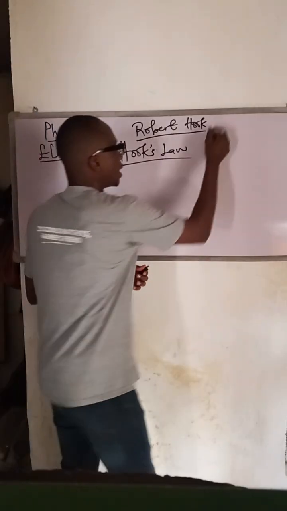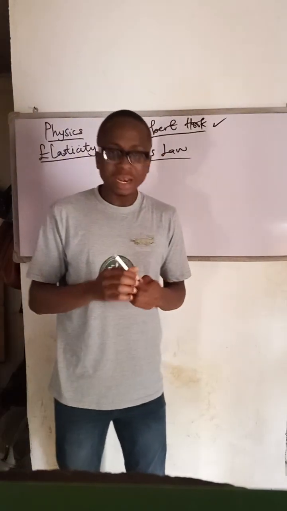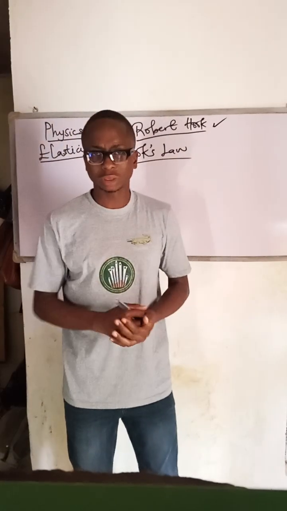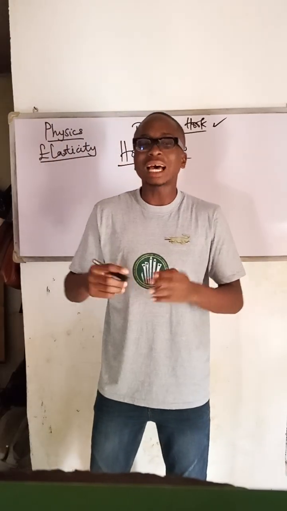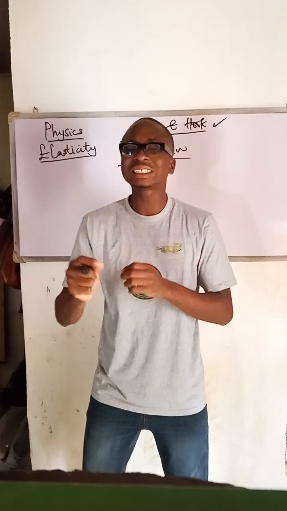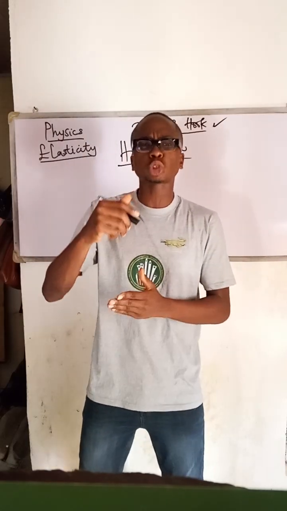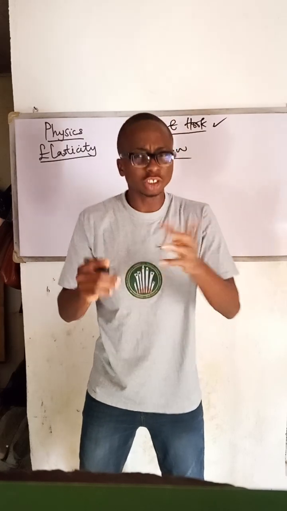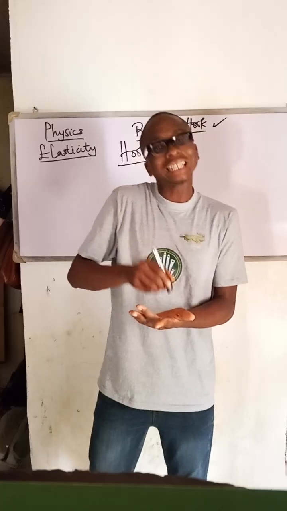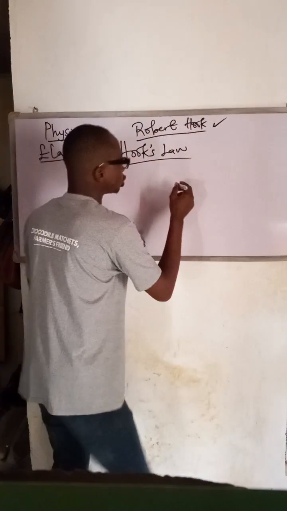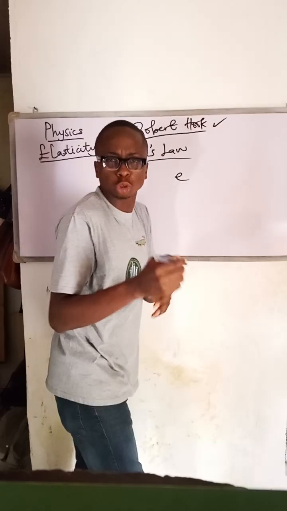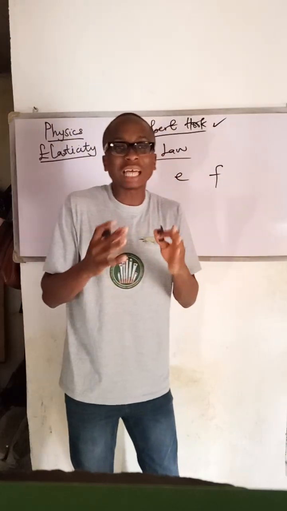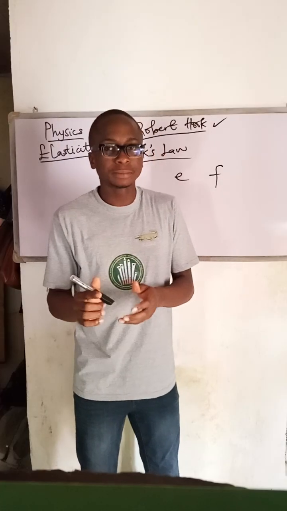Now, we cannot excuse this man called Robert Hooke. Robert Hooke was a scientist and he brought about what we call Hooke's law. Now, what does Hooke's law state? Hooke's law states that the extension of an elastic material is directly proportional to the applied force, provided that the elastic limit is not exceeded. Hooke's law states that the extension E is directly proportional to the applied force F, having the elastic limit not exceeded. What does it mean?